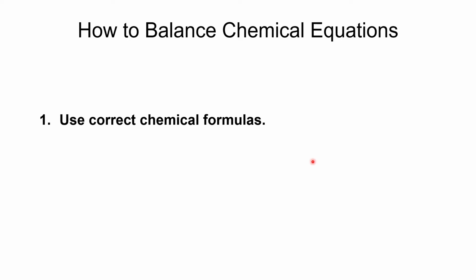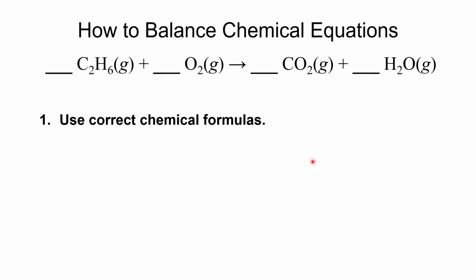Now, sometimes I will give you the correct chemical formulas, and sometimes I will just give you a word description of a particular chemical reaction. And you'll have to come up with the correct chemical formulas based on what you learned in Chapter 2. So you'll have to be patient as you do this, because it takes a little bit of effort, a little bit of patience to do this. So always use the correct chemical formulas.